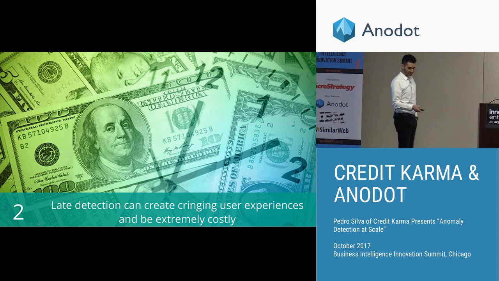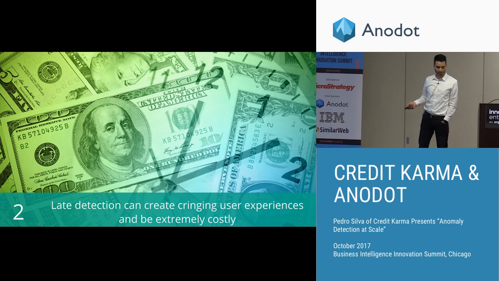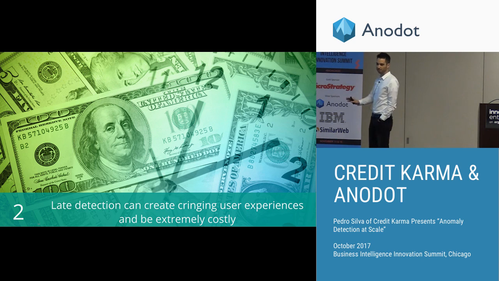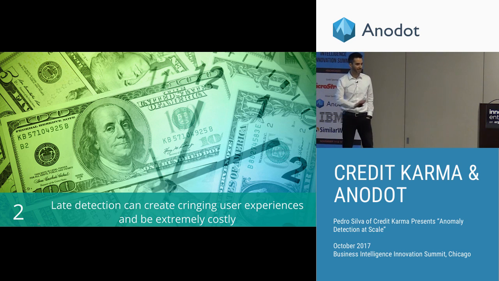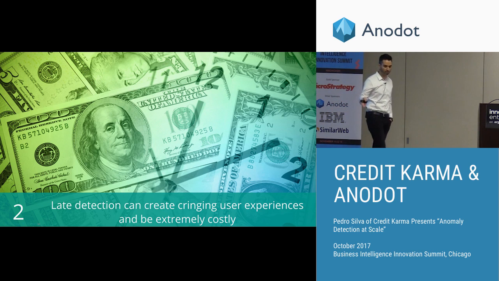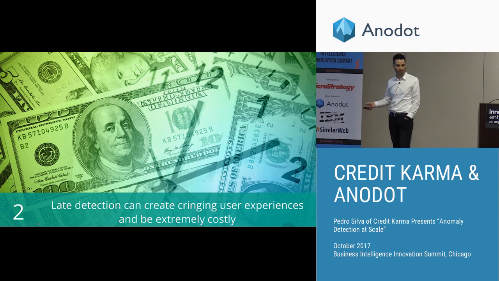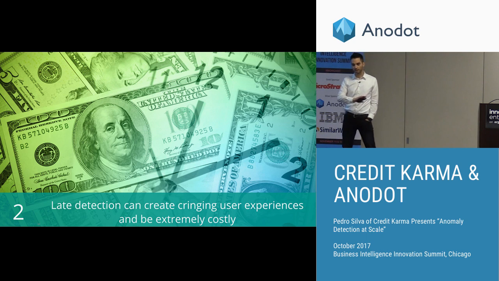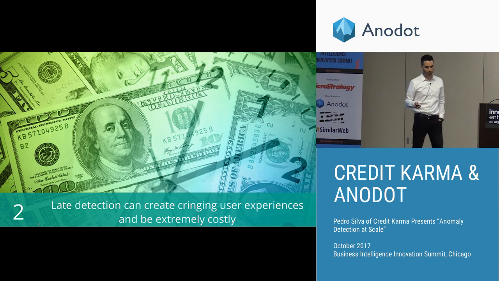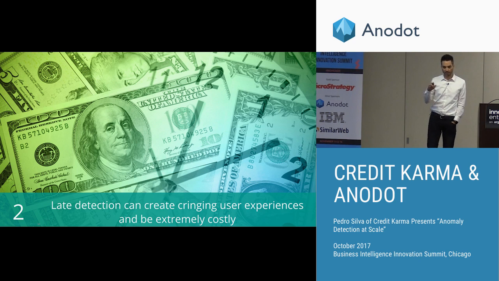Second problem is late detection. It's kind of an obvious one, but it's worth highlighting because there are dormant issues that happen over time that you don't even know about. I would call them false negatives that are happening, but you don't know about them at this point in time. That can actually have a dramatic business impact if you accumulate business impact over time. So we need to identify the anomalies as early as possible.